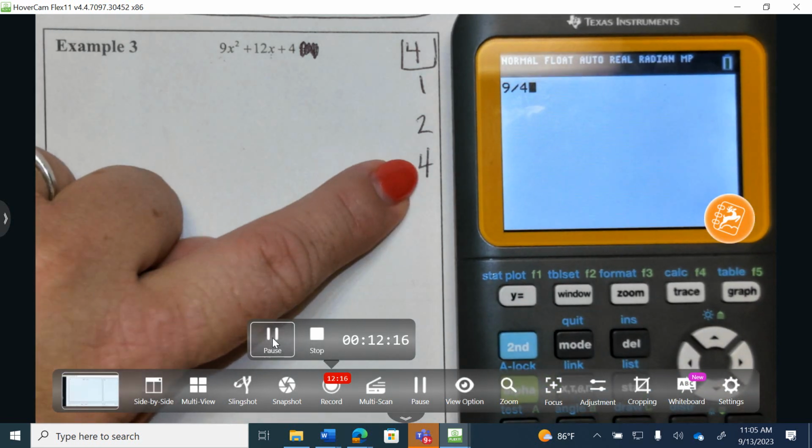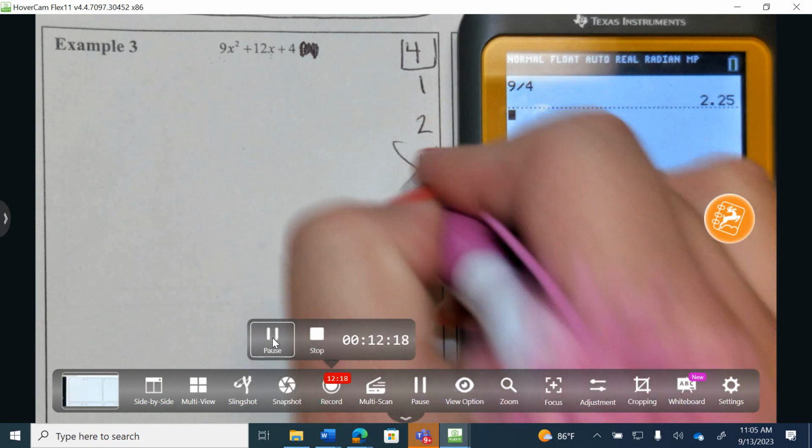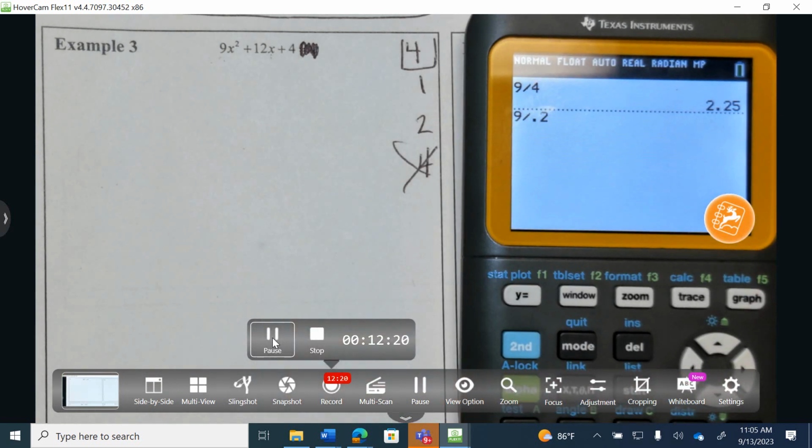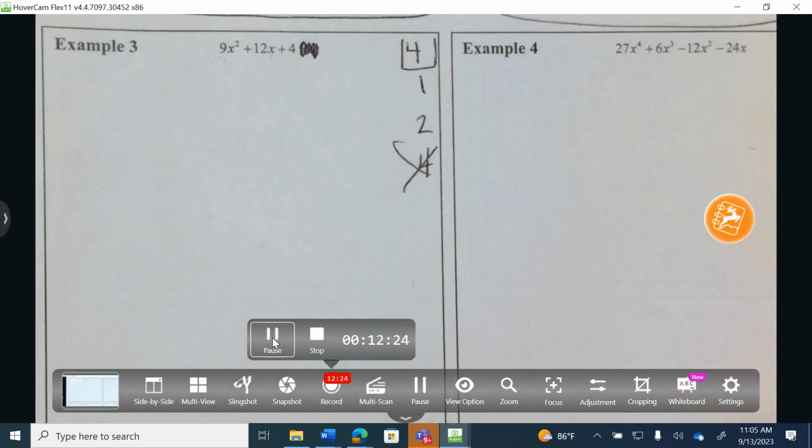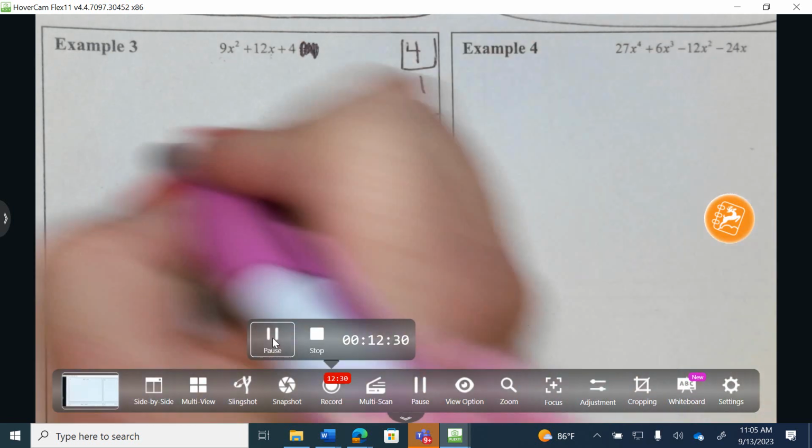9 divided by the largest number of 4 gives me a decimal. I cross it out. 9 divided by 2 also gives me a decimal. So I don't need to worry about factoring out a 1. It doesn't help me any. All right, what are we going to do then if we can't factor anything out?